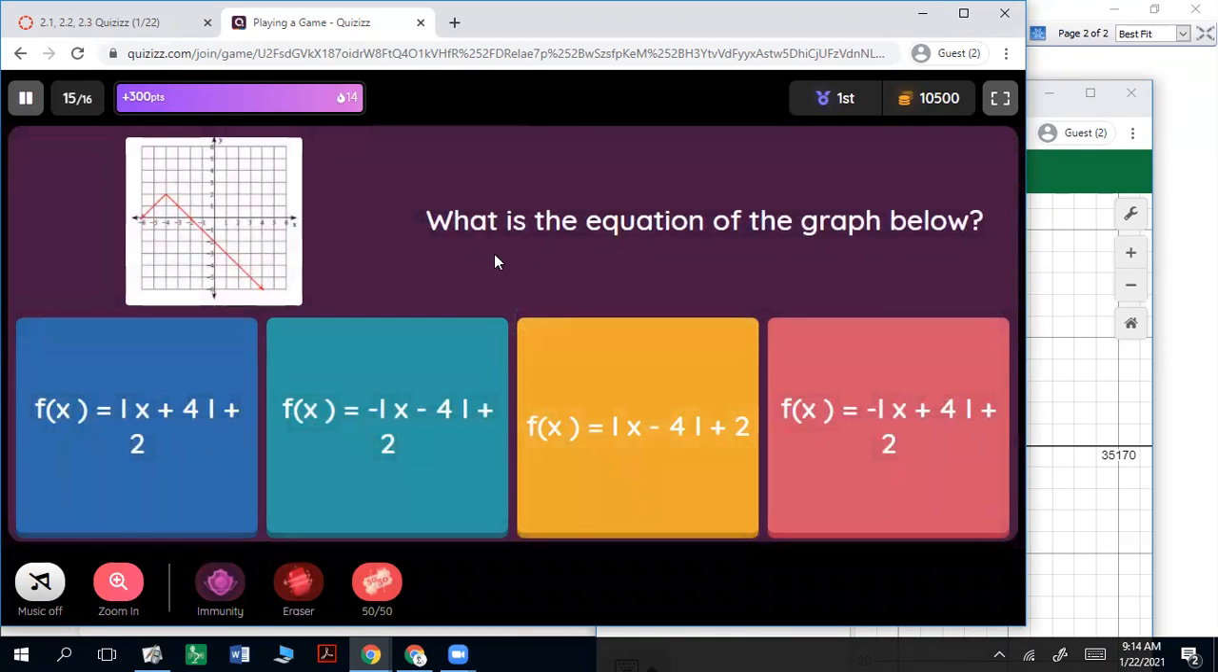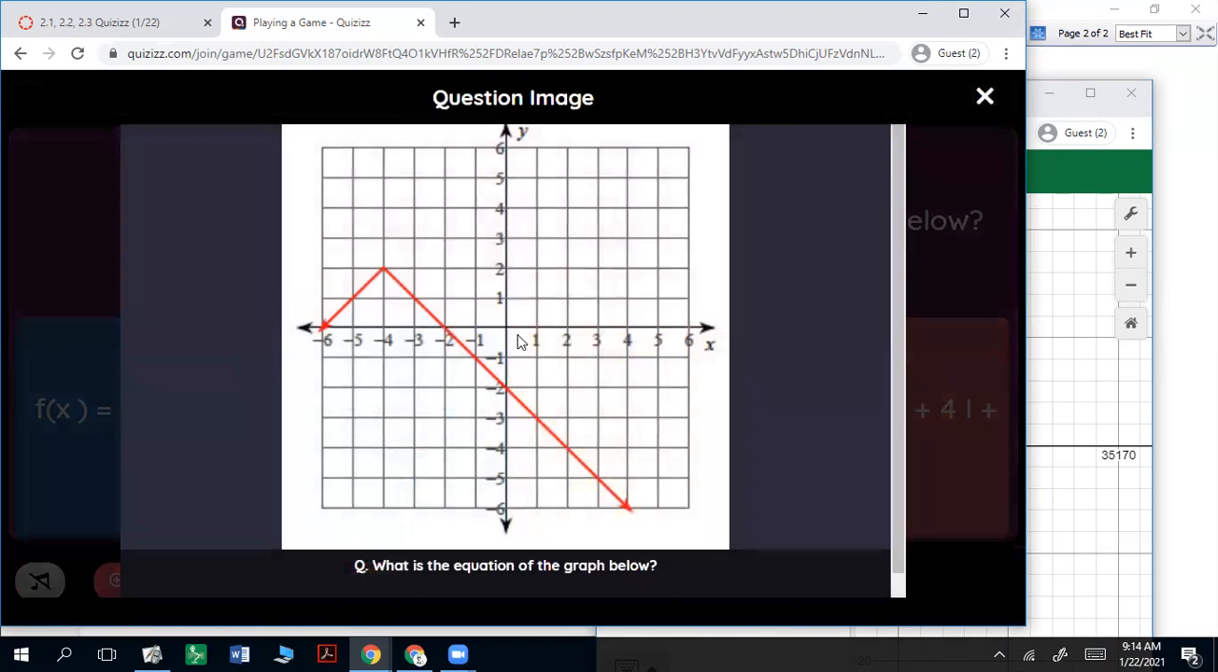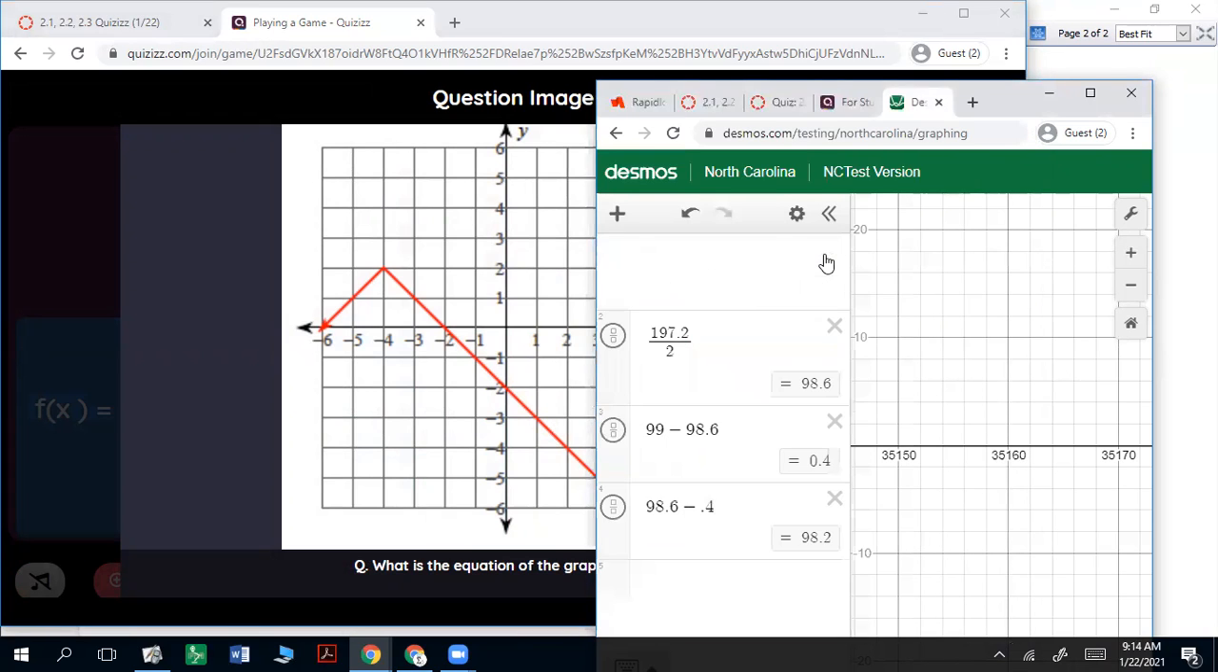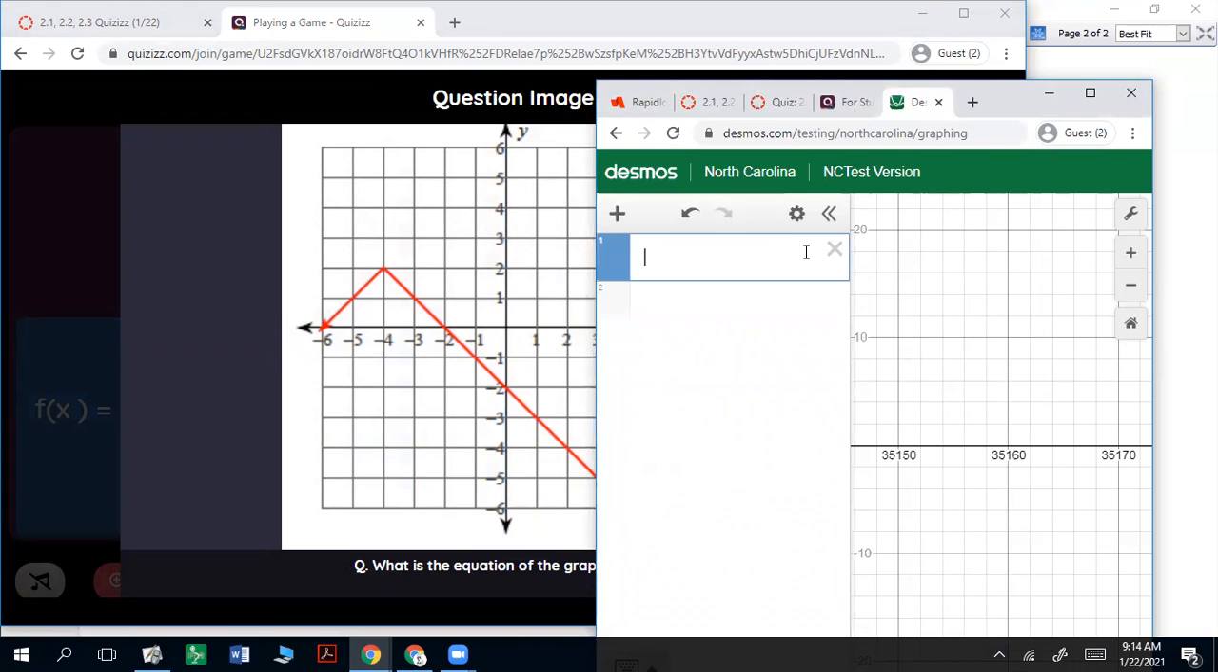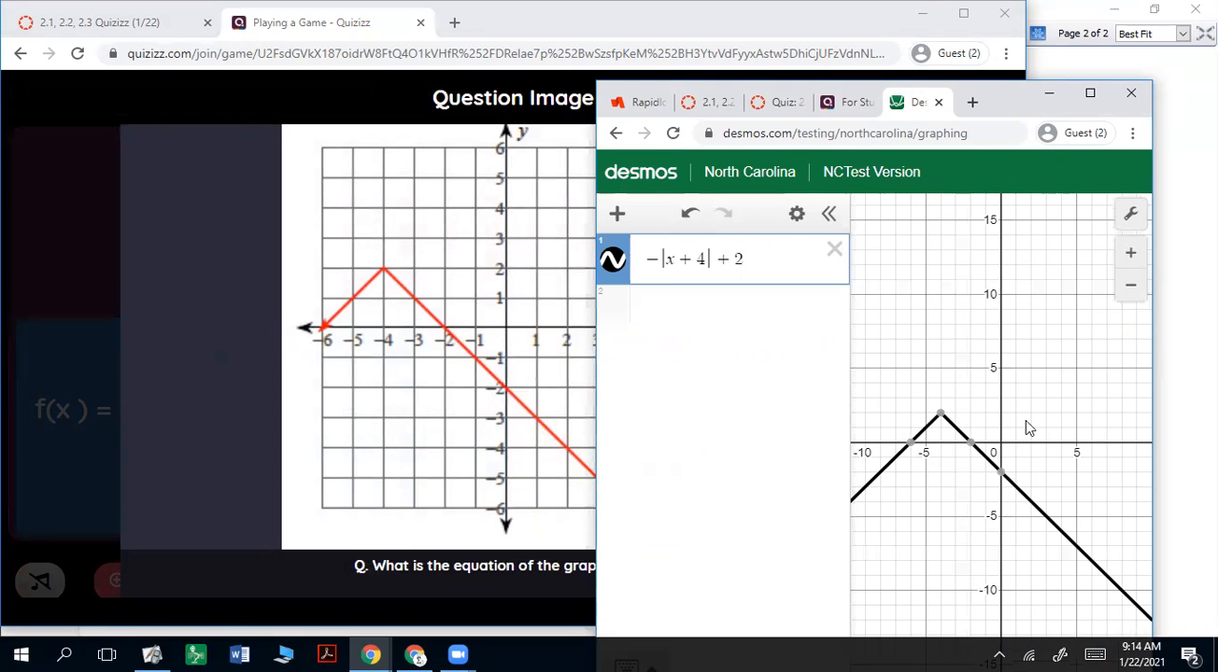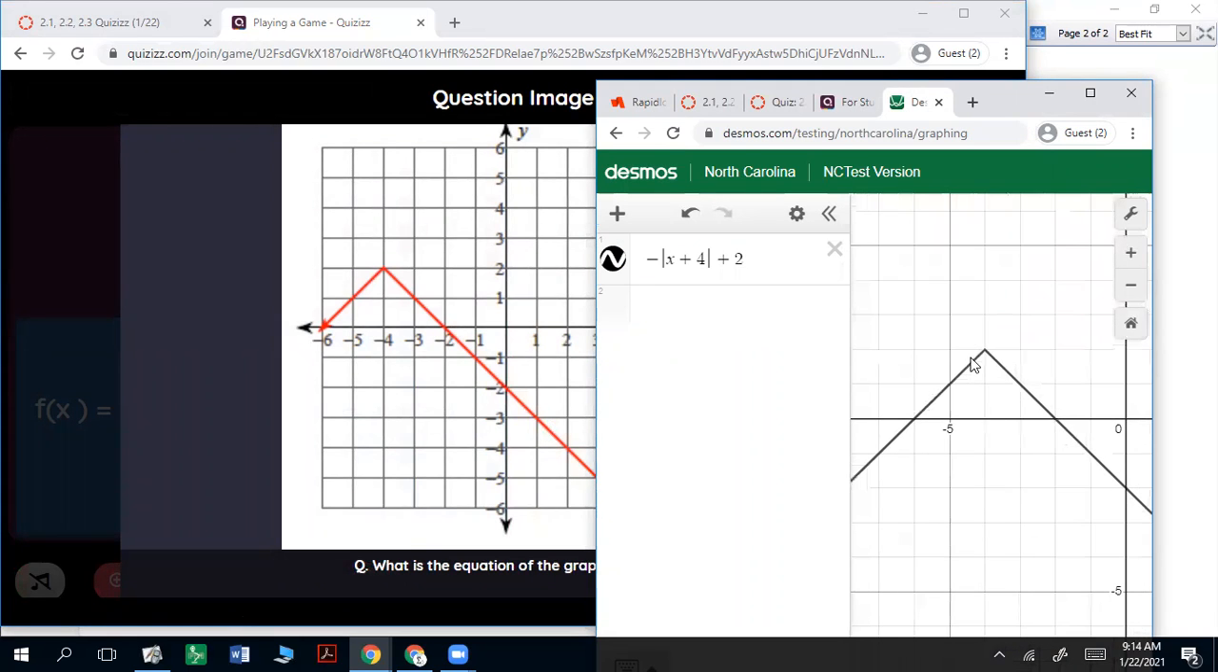What is the equation of the graph below? Well, that's pretty straightforward. I know that it shifted left 4, so it's going to be x plus 4 in the absolute value, and it shifted up 2, and it's reflected. So if we factor all that in, reflecting is going to have a negative outside. The absolute value is going to be x plus 4, and then plus 2. And let me click on home so I can get back to what it should look like. And that should be the right answer. You can see the vertex at negative 4, 2, and it's going down. So negative absolute value of x plus 4 plus 2.